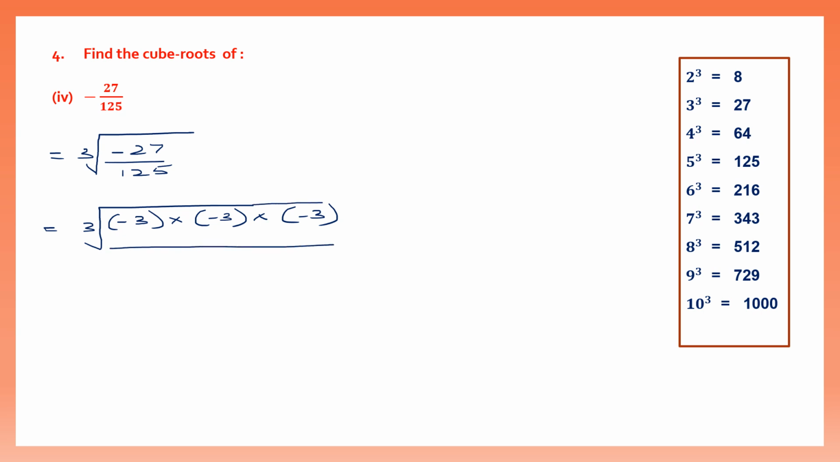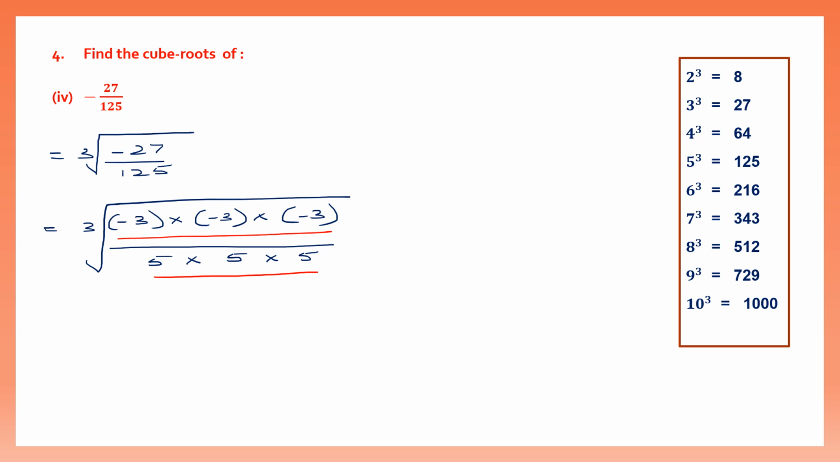In the denominator, we have 125, which is 5 multiplied 3 times. So we can write it as 5 into 5 into 5. Now we're going to take one from this triplet and one from this triplet. And what do we have here? Here we have minus 3 in the numerator and 5 in the denominator. So we have found the cube root of minus 27 by 125, and that is minus 3 by 5.